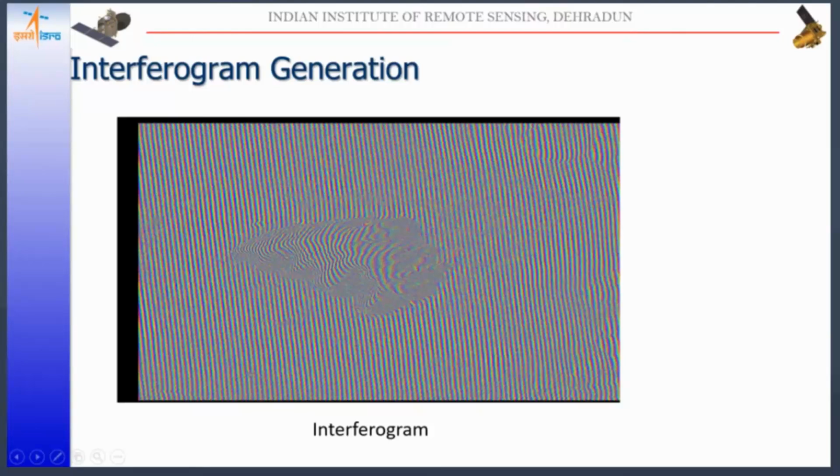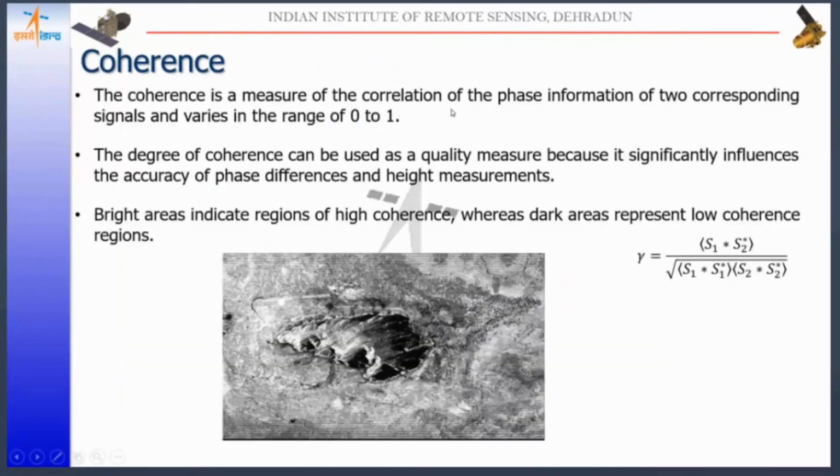While doing InSAR processing, first we have to see the coherence also. What is the coherence? It is the measure of correlation of the phase information of the two corresponding signals and varies in the range of 0 to 1. From that multiplication we will also derive the coherence map. The coherence is given by S1 into S2 star, divided by S1 star and S2 star, where star denotes the complex conjugate.